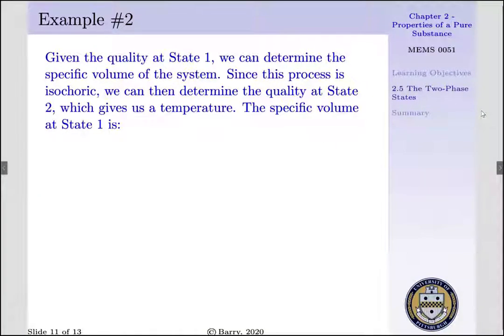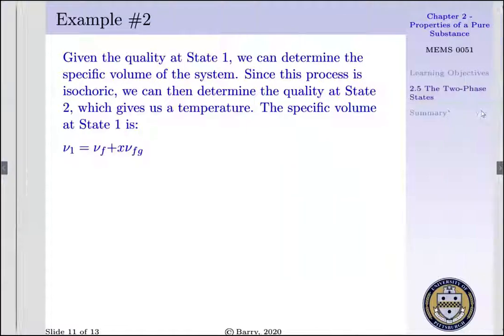Now that we have our quality at state 1, we can determine our specific volume of the system. And since this process is isochoric, that is, the volume of our system is not changing, it is the pressure cooker, it is a rigid vessel, we can then determine the quality at state 2. We can do this by relating our specific volume at state 1 being equal to our specific volume at state 2. For us to do this, we first have to determine our specific volume at state 1.